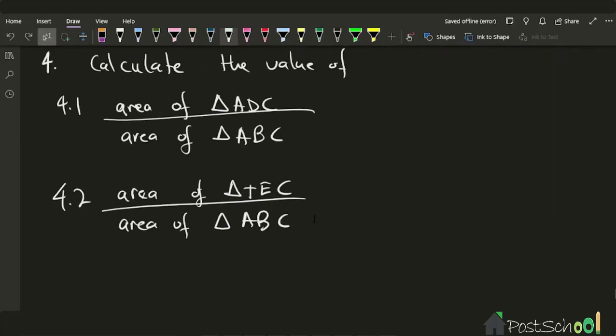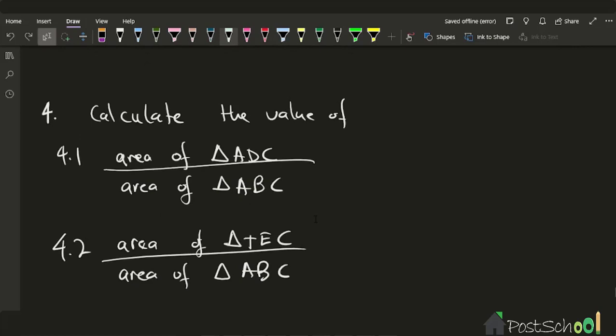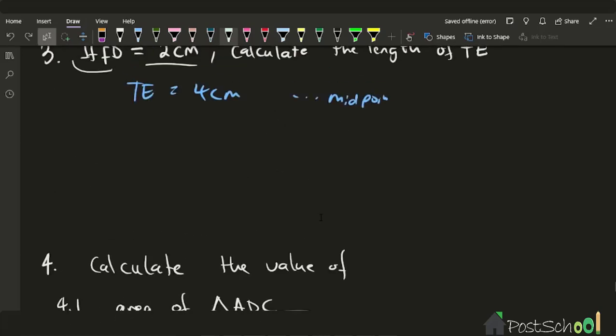Okay, now let's look at these questions. We want to calculate the value of the area of triangle ADC over the area of triangle ABC. Then how do you solve these questions?